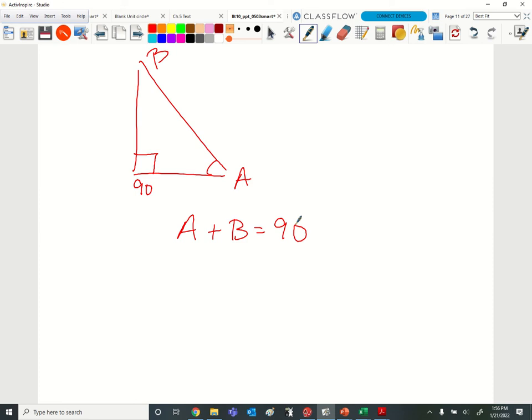Now, for this next part, what if it's in radians? If it's in radians, A plus B is equal to pi over 2. Where did we get that from? It's almost like on your unit circle, you find 90 and you look to see what it is also referred to as. Pi over 2.